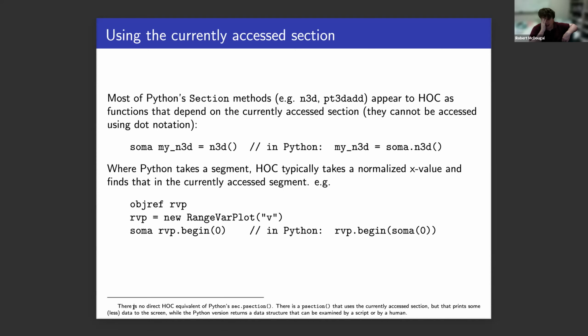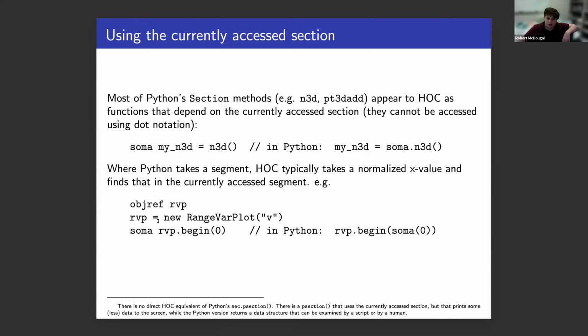The other major gotcha, and the other major reason this comes up, is because HOC has no concept of segments per se. You never, ever, ever get a segment object. So I would say soma of 0.5 in Python to refer to the segment that contains the 0.5 location of the soma section. Can't do it, not a concept in HOC. And so what you see instead is you set the section in whatever way.